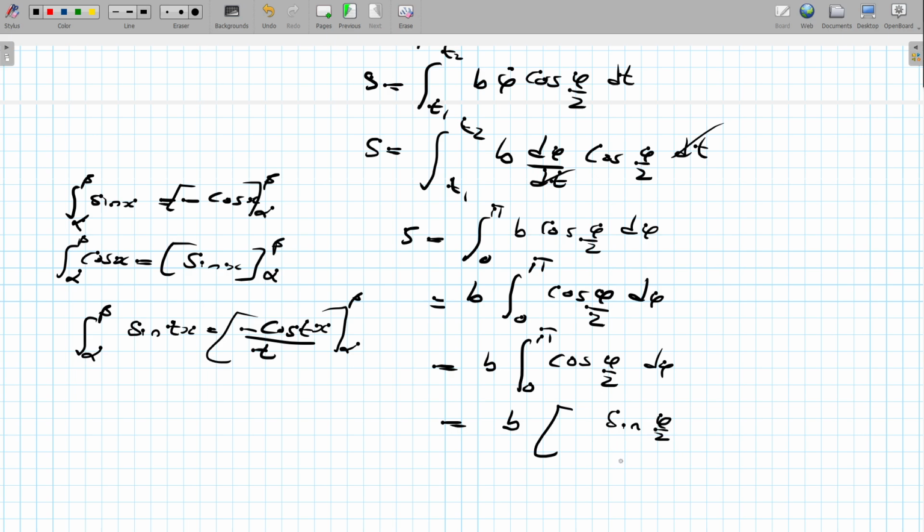Then we divide by the t. The t here is 1 divided by 2. Dividing by 1 over 2 is multiplying by 2 here. And between the bounds 0 and pi, like so. And then with b, here you're going to have 2b, and then sine phi divided by 2, between 0 and pi.